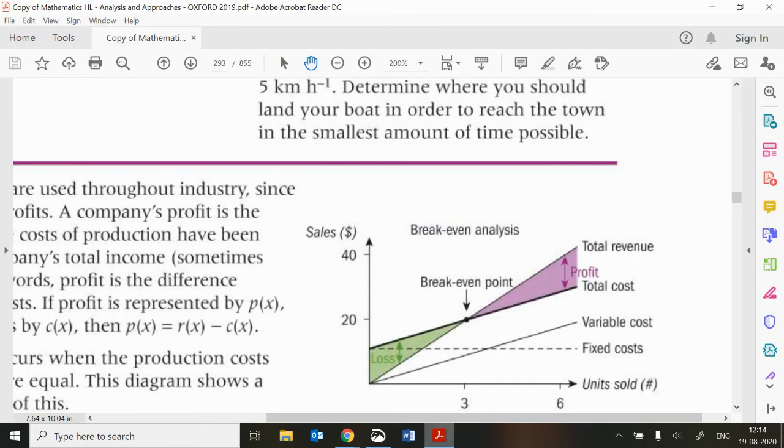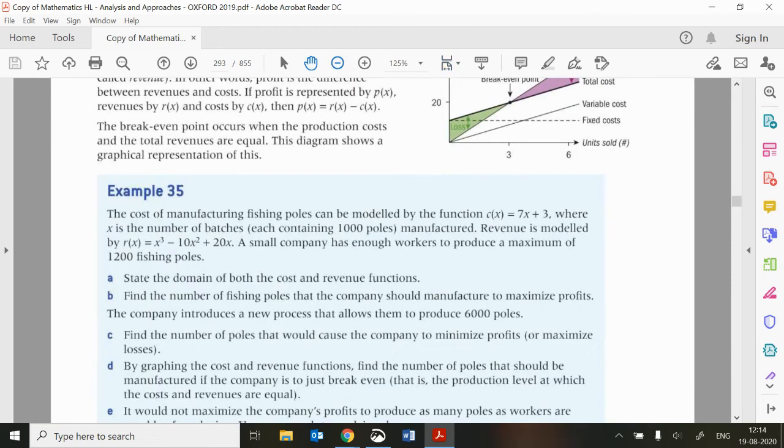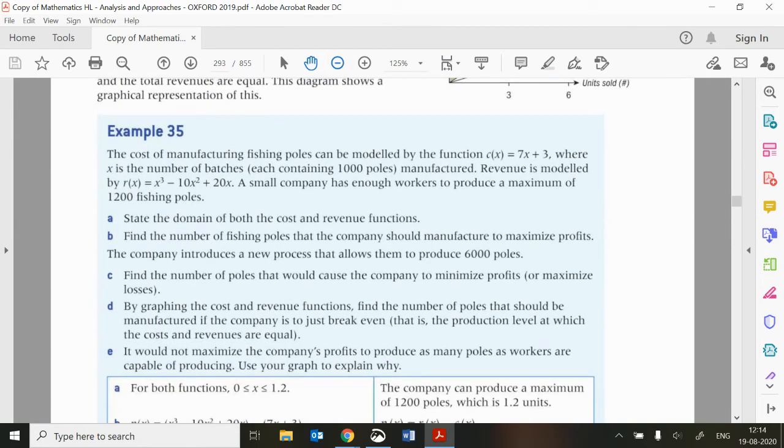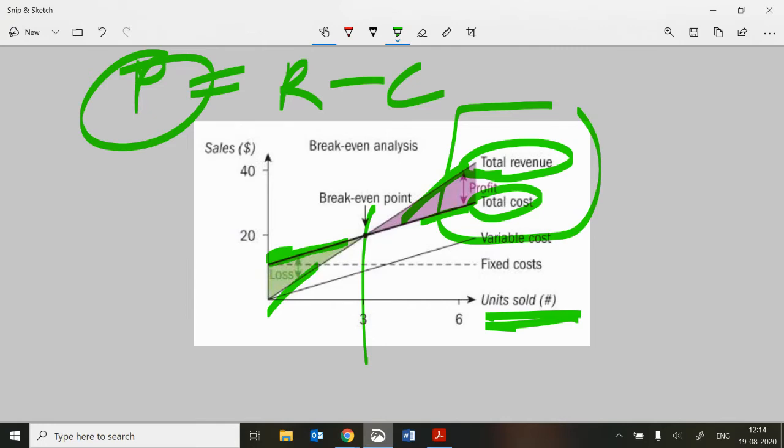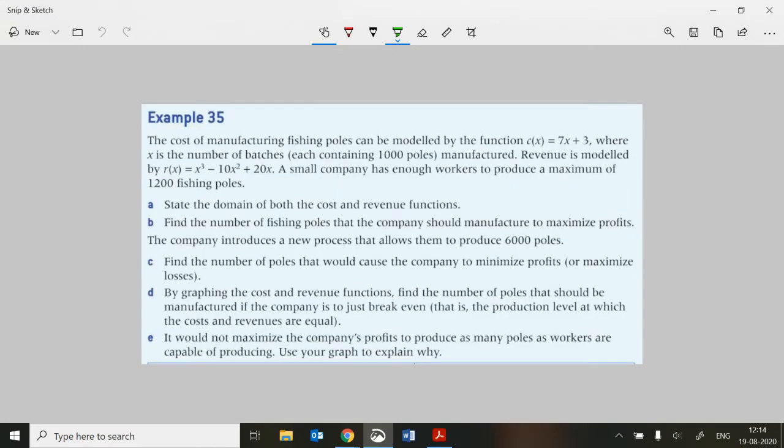Okay, so let's look at the question then. So we've got example 35 here. And again, I might not do all of the working out. Let's just see what we've got. So example 35 says the cost of manufacturing fishing poles can be modeled by the function here, the cost, where X is the number of batches, each case containing 1,000 poles. So X would represent 1,000 poles.